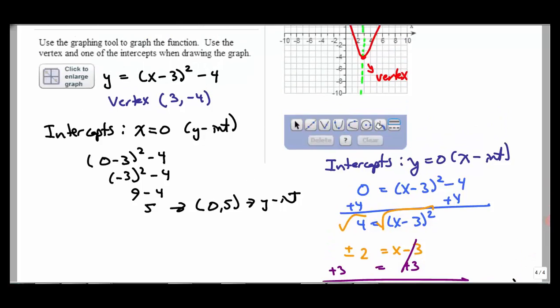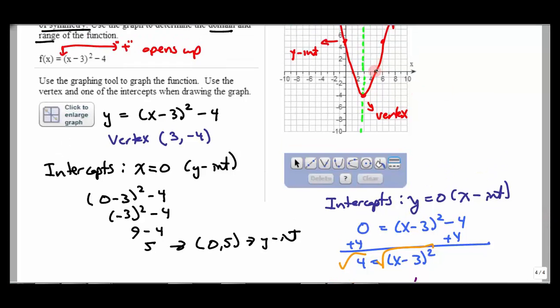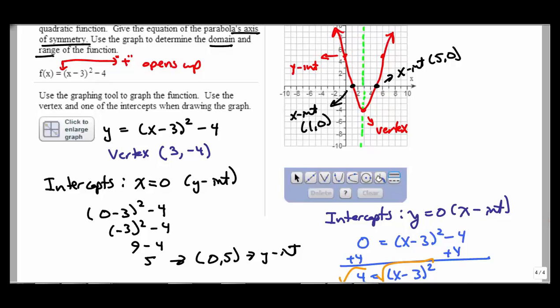So let's come up here and see how close we get. 5, 0 looks like a good spot, and here's 1, 0. So it looks good. So this is my x-intercept of 5, 0. And this is my x-intercept of 1, 0. And I didn't write in what my y-intercept was, but it's up here at 0, 5. And of course my vertex was, what did we decide, 3, negative 4? Okay, so this graph is a big mess now, but all the information is here.